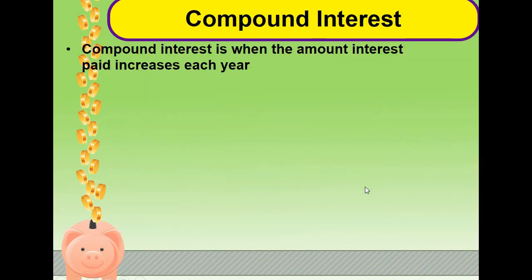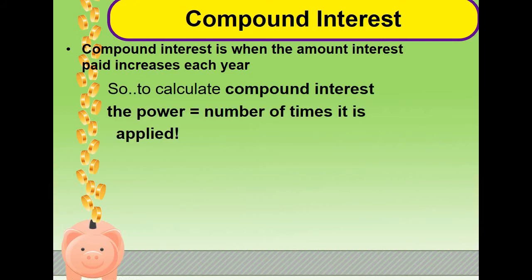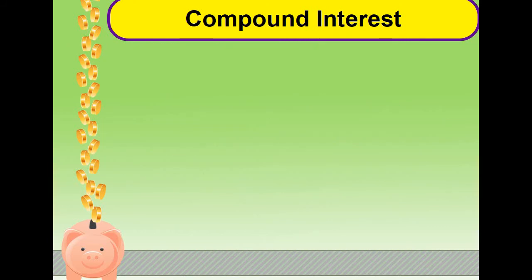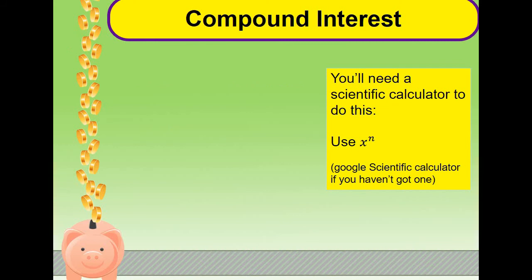Okay, so let's just recap that. To calculate compound interest, the power is the number of times it's applied, usually yearly, nearly always per year. Occasionally it could be per month, so that's why I haven't written per year, but it's the number of times you're applying that compound interest. So you do need a scientific calculator to do this.